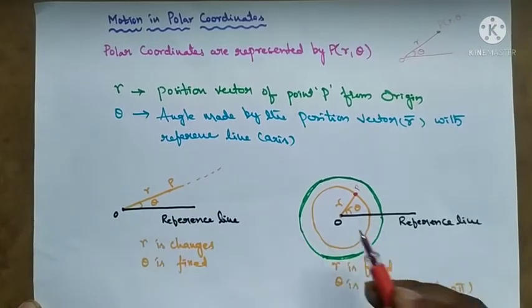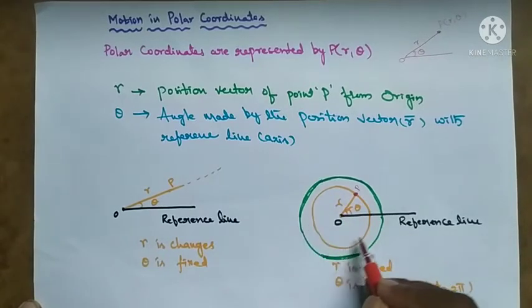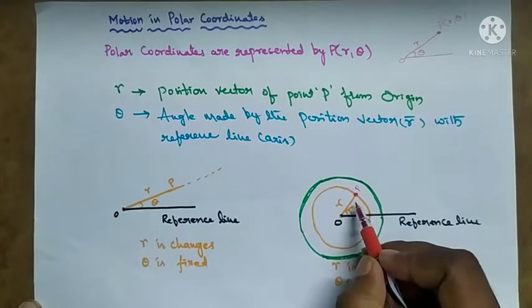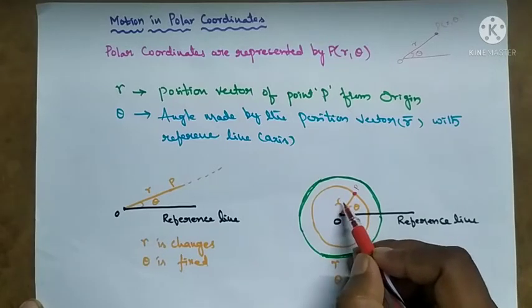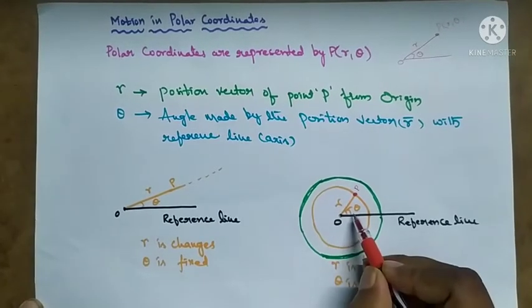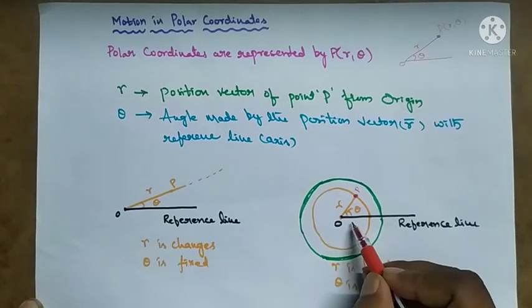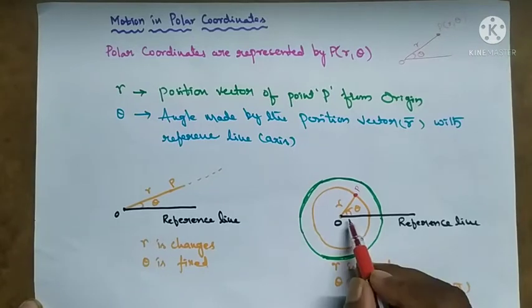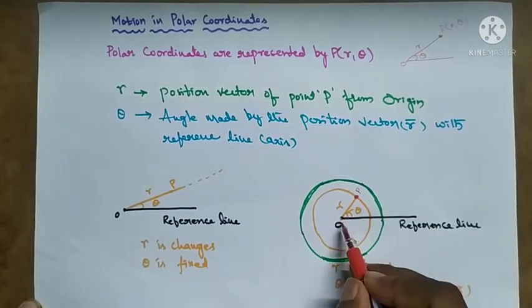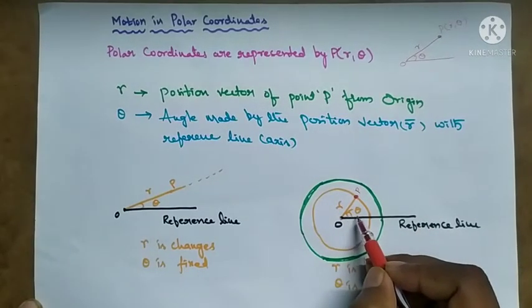For example, if the particle is moving in a circular path, then the position vector, that is the radius of that circle, will be constant and the angle will change from 0 to 2 pi. So in this way, this is the reference line and angle theta.